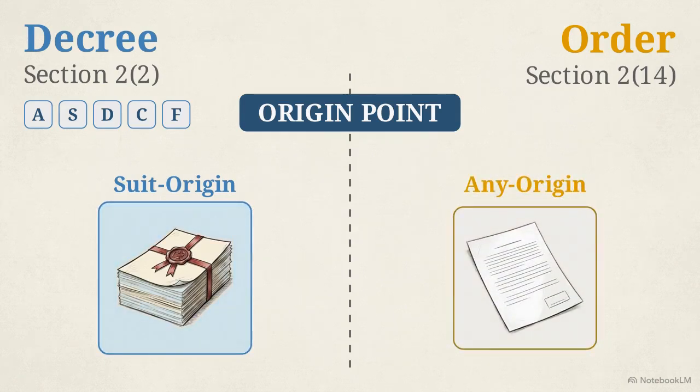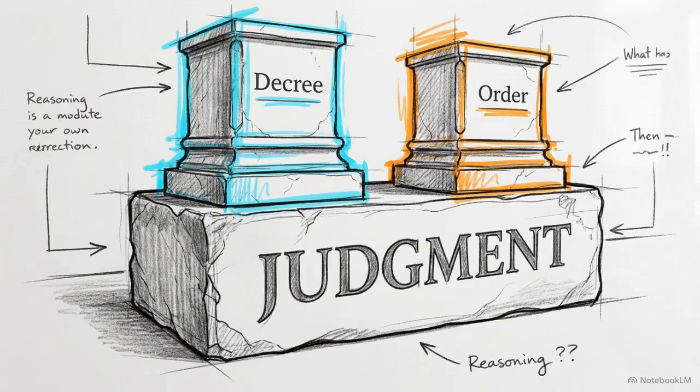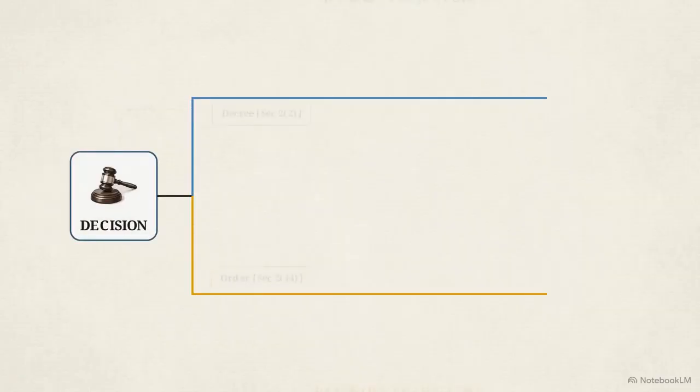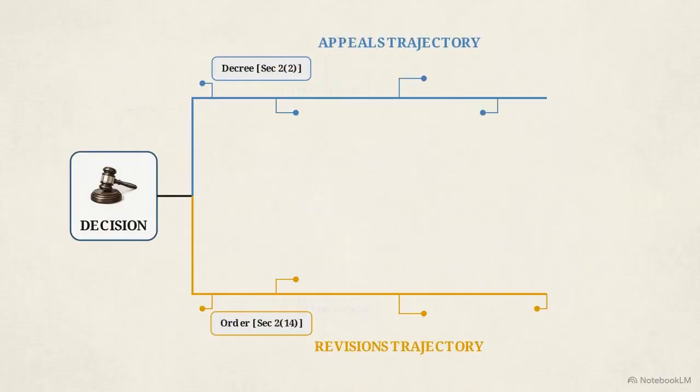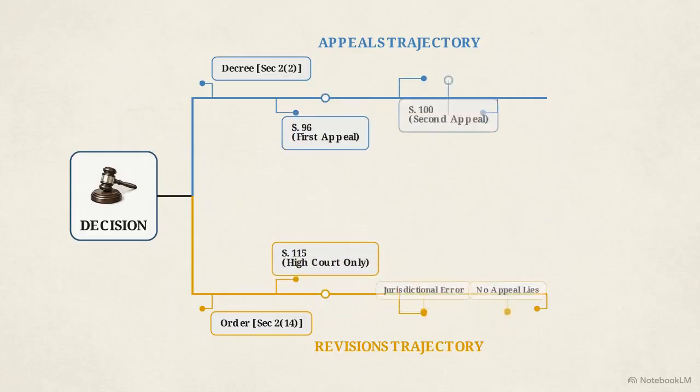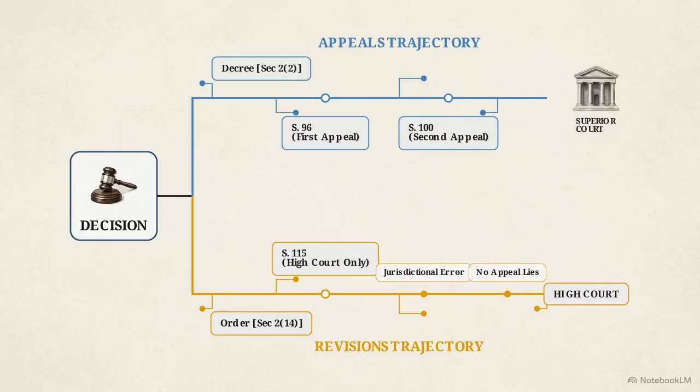The decisive separator is the origin point. A decree requires a suit origin. It must begin with a formal plaint. An order can originate from any application. Judgments, defined under Section 2, Subsection 9, merely provide the legal grounds upon which those decrees or orders are based. Instantly distinguishing a decree from an order is critical. This categorization dictates the entire trajectory of appeals and revisions that follow.